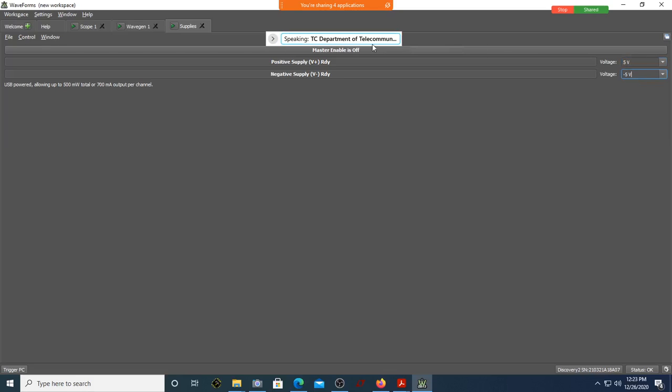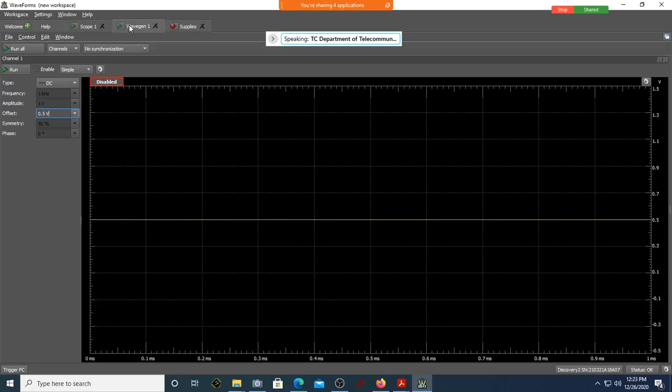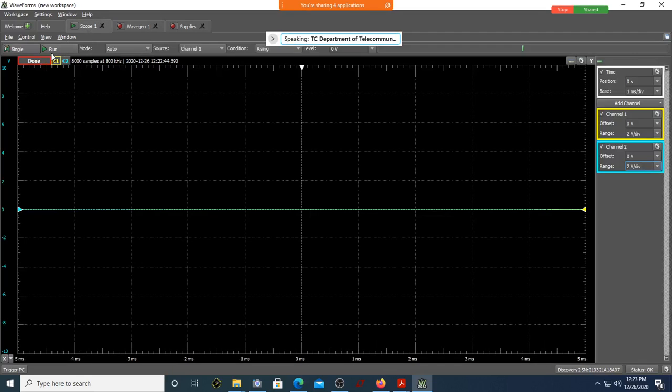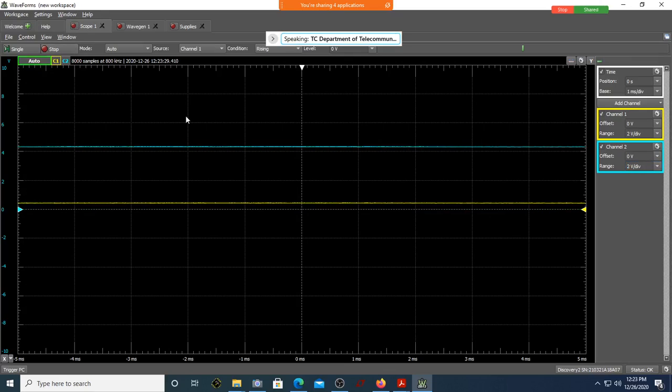So these are all very critical things. If you miss out here, because now supply is on, you'll get this stop button. If it is not on, it will ask for run. So when you say run, it will run. You can see now it is running.